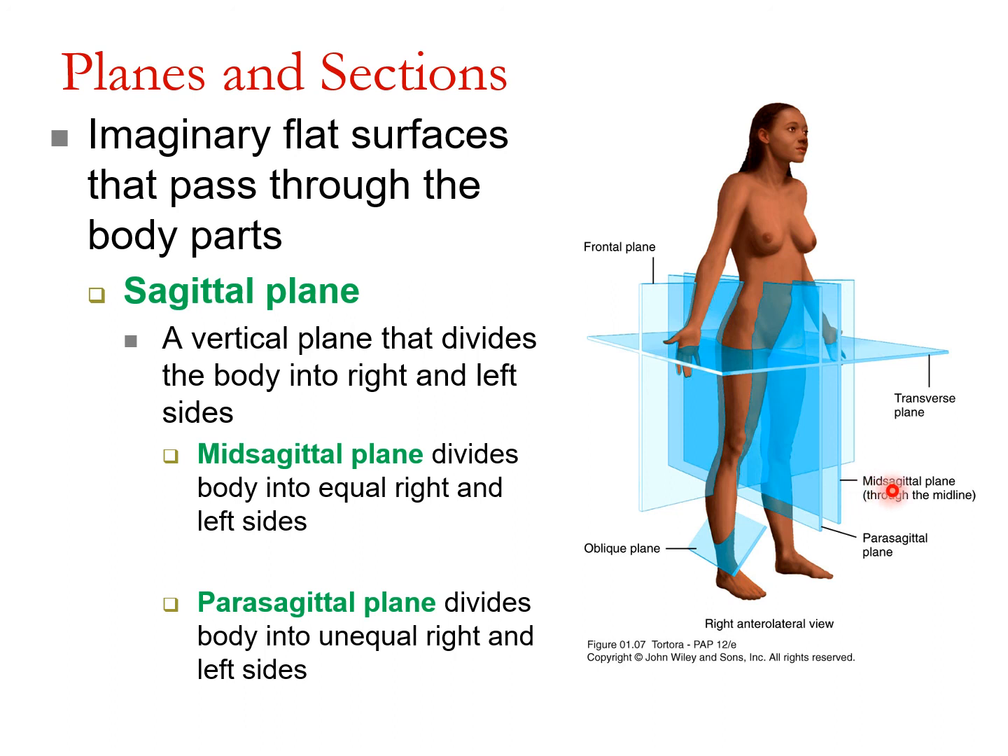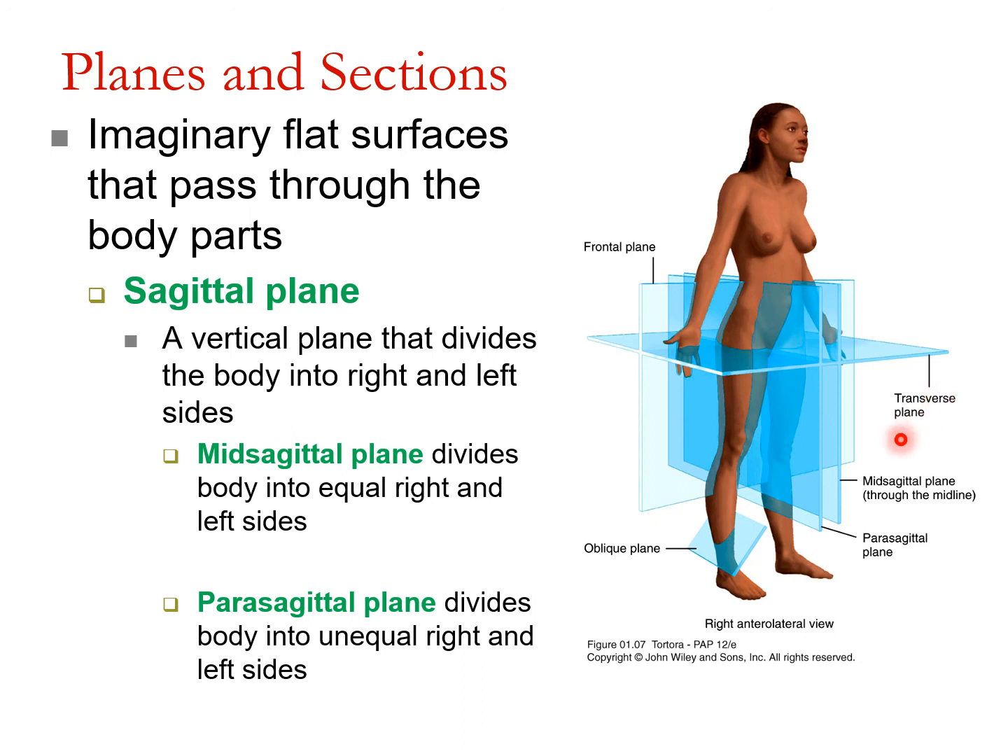When the section or the line is exactly in the center, it will be called a mid-sagittal plane because it would divide the body into equal right and left sides. Now the parasagittal plane divides the body into unequal left and right sides. Mid means the middle or right in the center. Para means alongside or beside. So para is going to divide the body into unequal right and left sides along the length of the body.